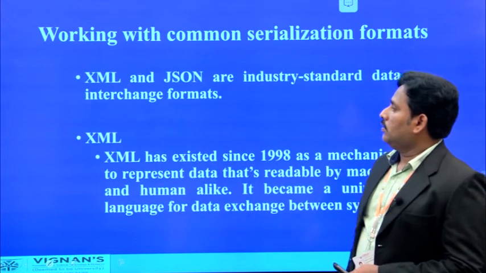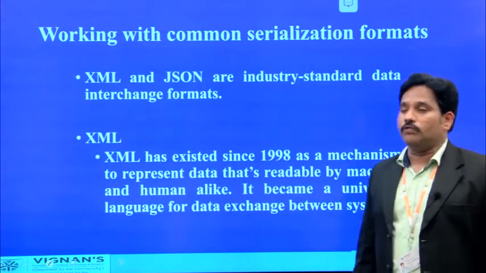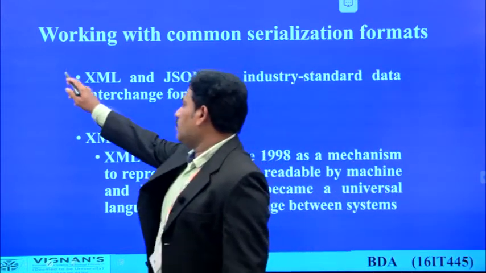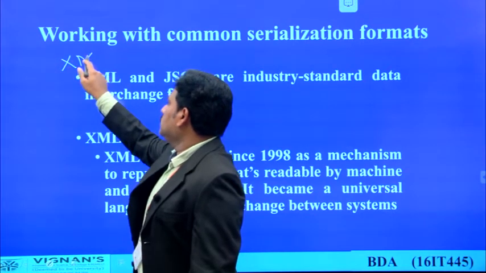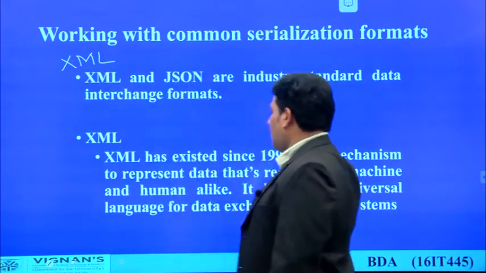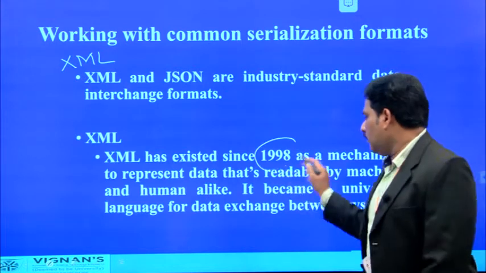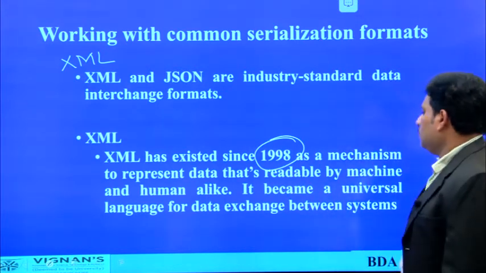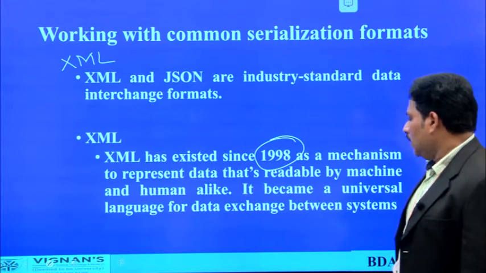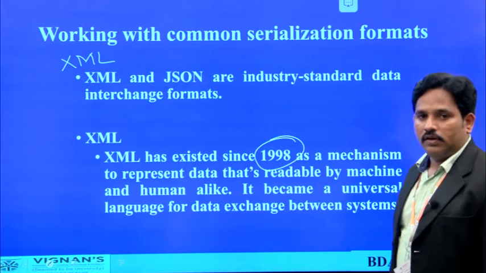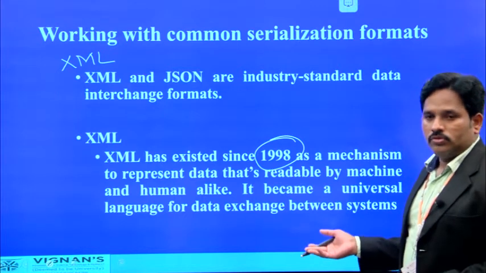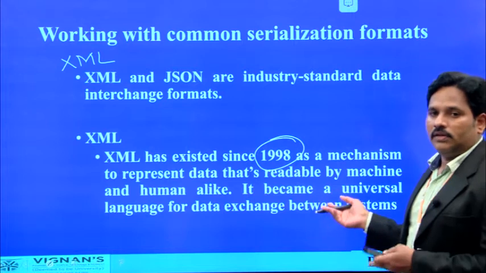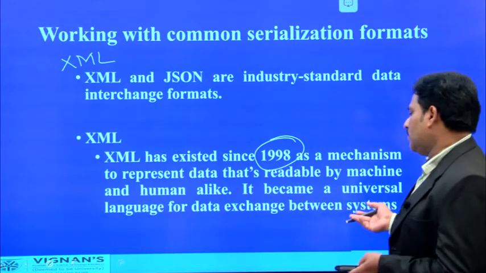Now, what are the commonly used serialization formats? As we discussed earlier, the commonly used serialization formats are XML and JSON. Now, XML came into existence in the year 1998. It is used to represent readable user level tags, where users can write their own HTML tags, or you can say markup language tags.